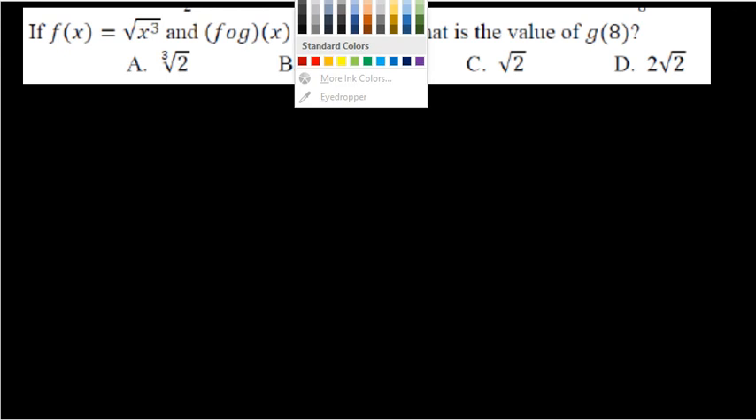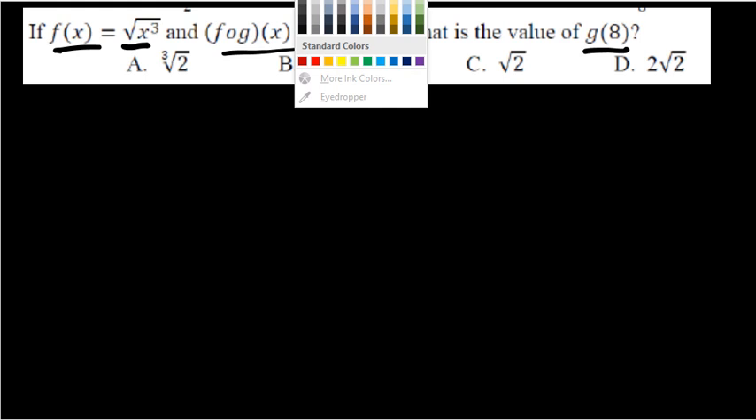Okay, what does this question say? f of x is equal to cube root of x cubed. This is f of x, and f of g of x is equal to 4th root of x. These are given. Then we are asked to find g of 8.